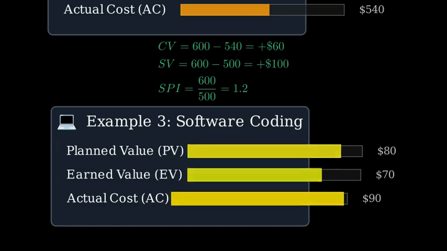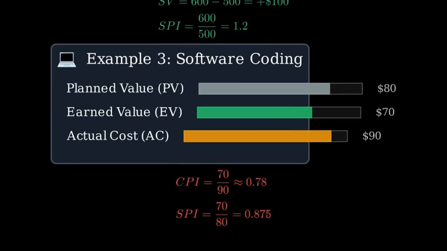Now compute indices. Cost performance index equals 70 divided by 90, approximately 0.78. Schedule performance index equals 70 divided by 80, equals 0.875. Both less than 1 means over budget and behind schedule.